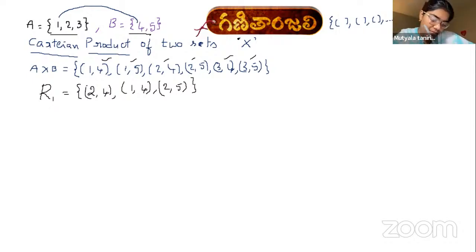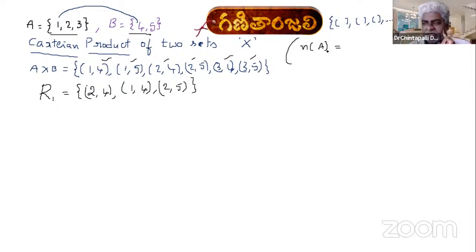The number of elements in A cross B is 6 because A has 3 elements and B has 2 elements. 3 times 2 is 6. That's why the total number of elements is 6. And there is a formula also. You know the symbol n of. n of A means the number of elements in A. n of A is equal to 3. That means the set A contains 3 elements.